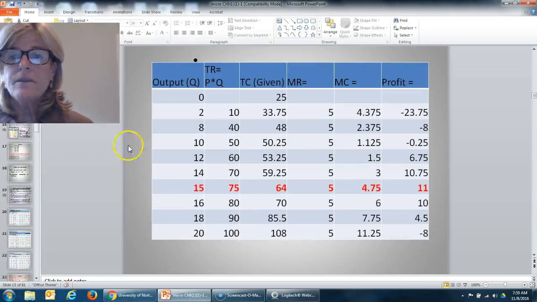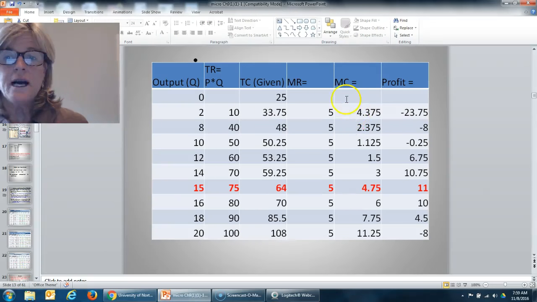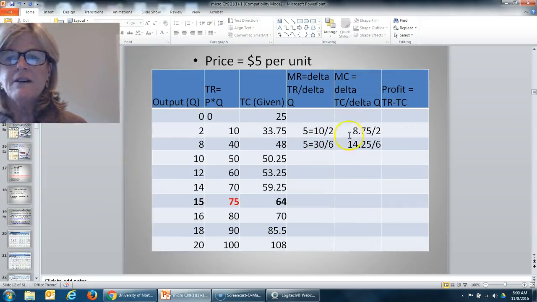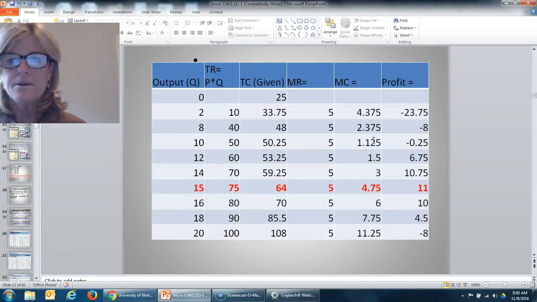All right. So my marginal cost is $4.37. At 2 units of output, we have marginal revenue of 5 and a marginal cost of 4. We got $4.37 because that's $8.75 divided by 2. Does everybody see where we got these numbers? You got to be able to calculate these. Given your output, your total cost and then your price, you've got to be able to calculate all of these numbers. This is what you need to do numerically for sure.